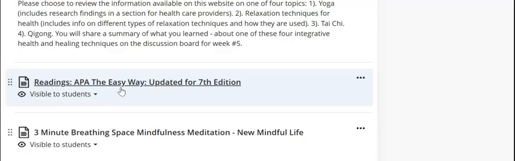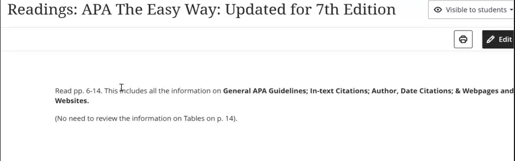So I want everybody to make sure, and the quiz will also include some questions on the information found in your APA, the Easy Way book on pages 6 to 14. This includes general APA guidelines. Most of the information will be on in-text citations, both how to cite a source in your text, whether it's from an article with an author or a web page and websites.